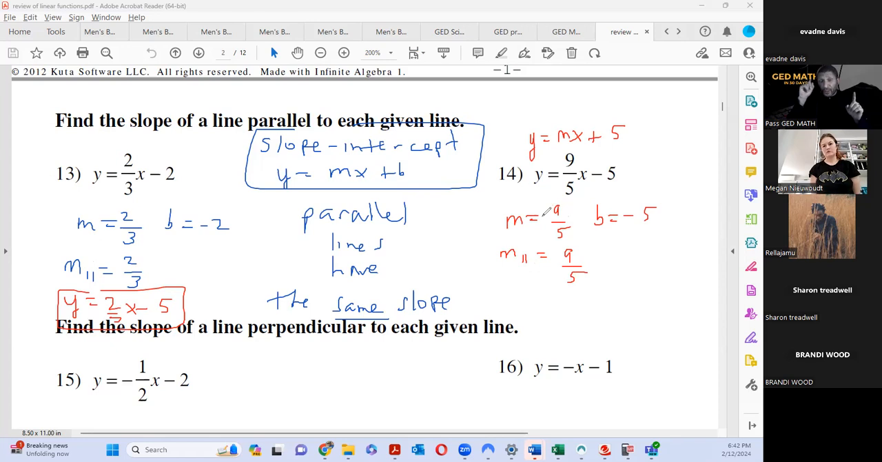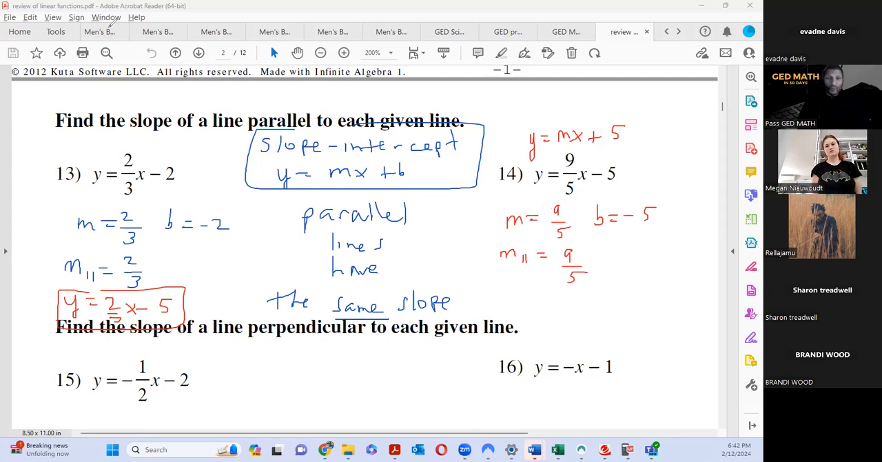So remember, understand what I'm doing. I'm saying the vocabulary, right? The slope of this line is 9/5. The slope of any line that's parallel to this line is 9/5. I'm saying the word, I'm writing it, I'm doing it. We want multiple ways to commit this to memory.